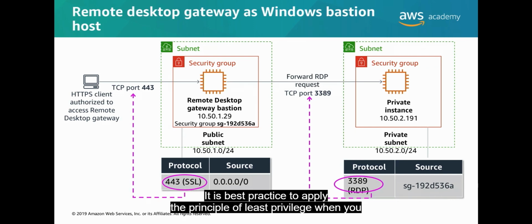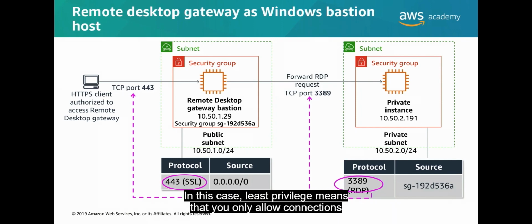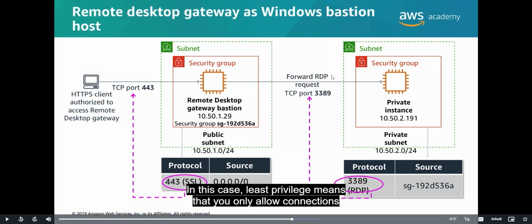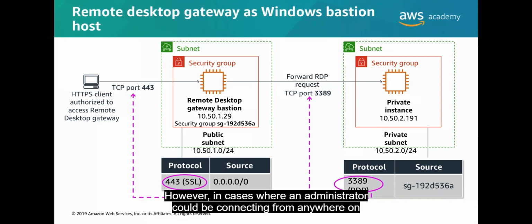It is best practice to apply the principle of least privilege when you configure your security groups. In this case, least privilege means that you only allow connections to the RDP port from the IP addresses that your administrators use. However, in cases where an administrator could be connecting from anywhere on the internet, it might be difficult to determine which IP addresses to allow.